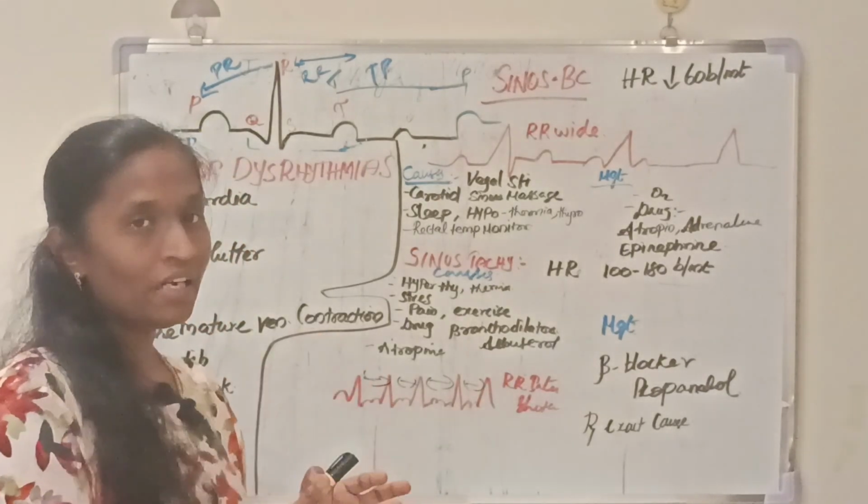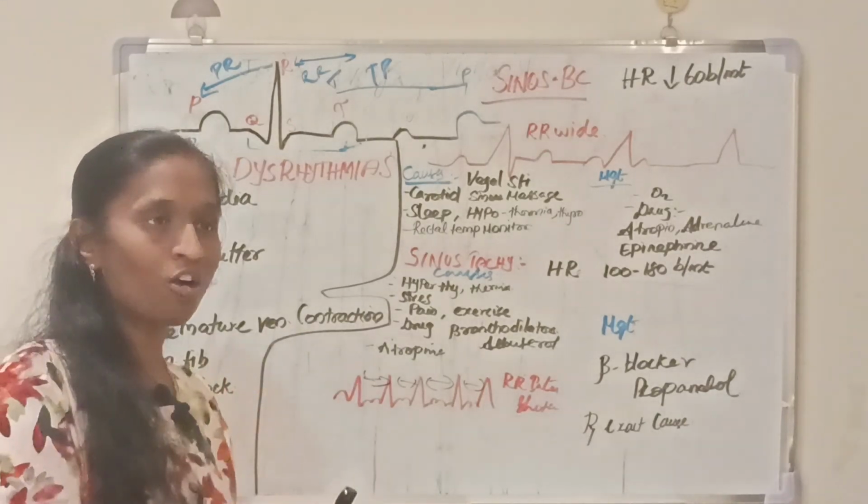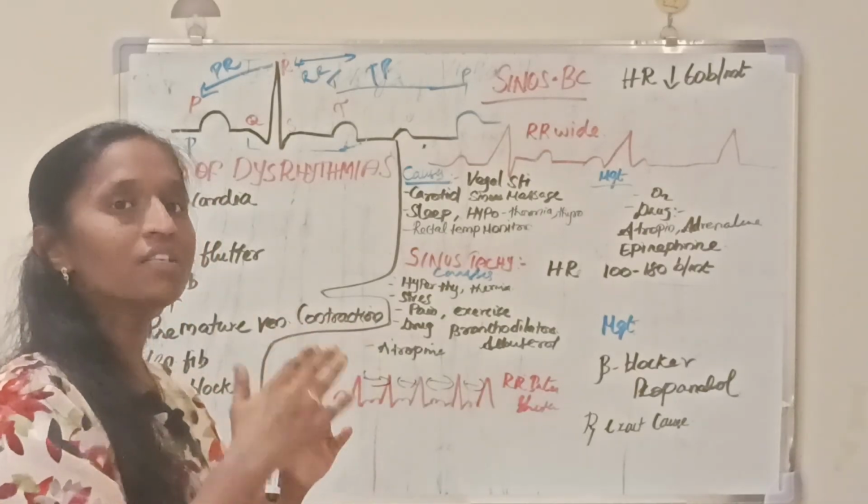So in sinus bradycardia, the rhythm is normal and the rate is low. In sinus tachycardia, the rhythm is normal and the rate is high. Here in sinus bradycardia, the RR interval is widened.